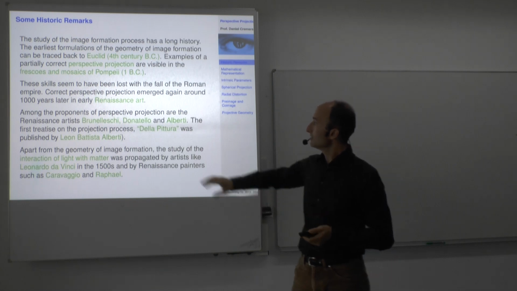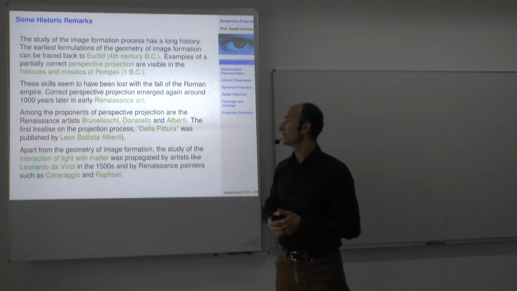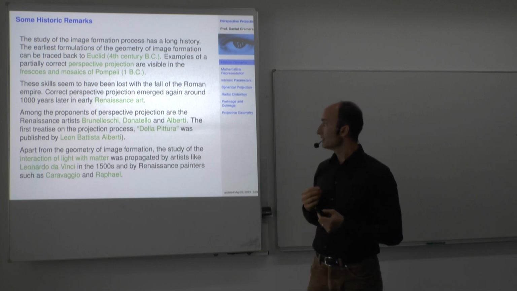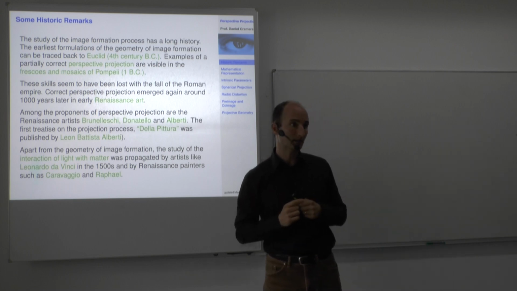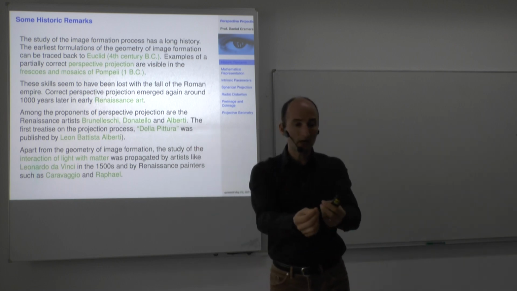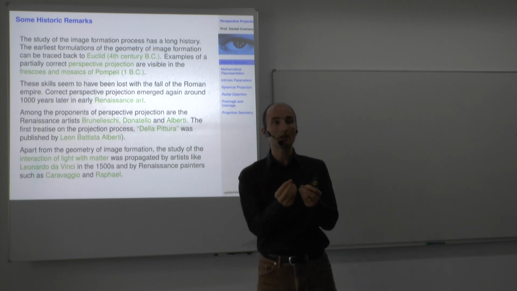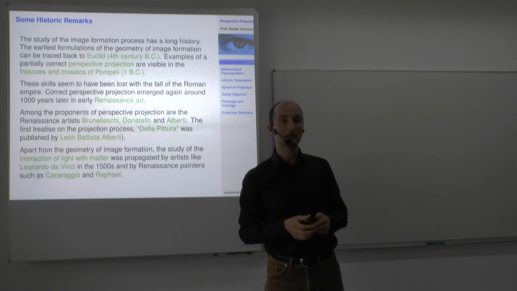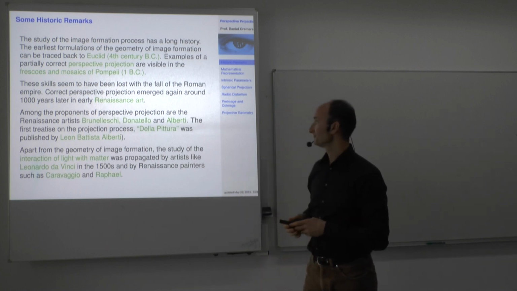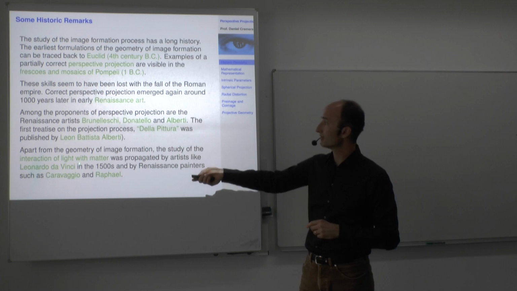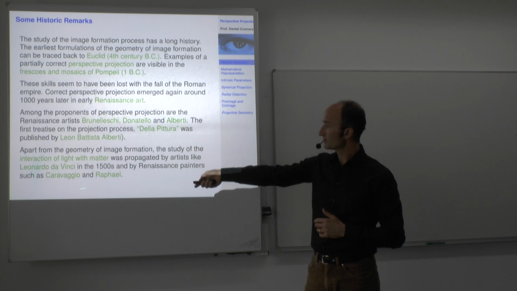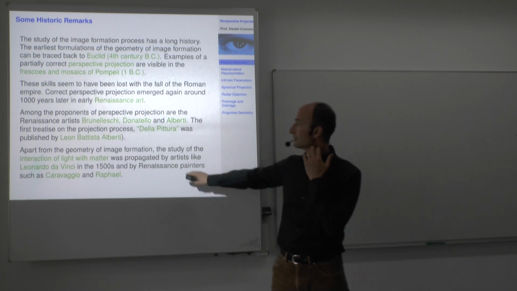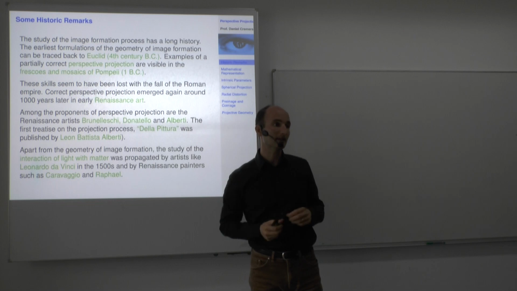In addition, in the Renaissance period, there was a lot of expertise gained about not just the perspective projection, but also about how light interacts with matter. So once light hits the surface, how do we perceive colors? How are they modulated by the lights acting on them? For example, Leonardo da Vinci did detailed treatises in the 1500s, and there are also studies of Caravaggio and Raphael in the Renaissance paintings about light effects and how to capture them in painting.